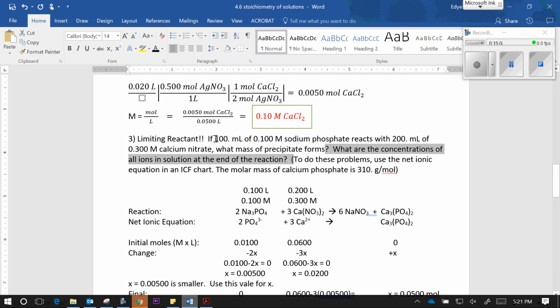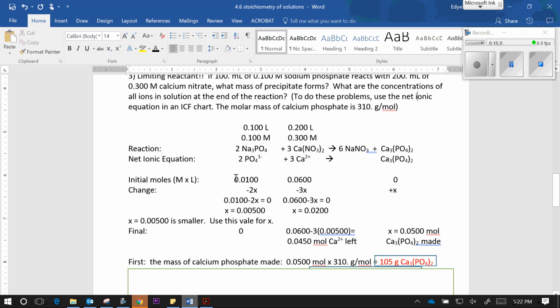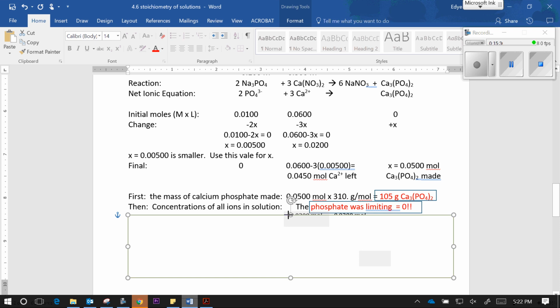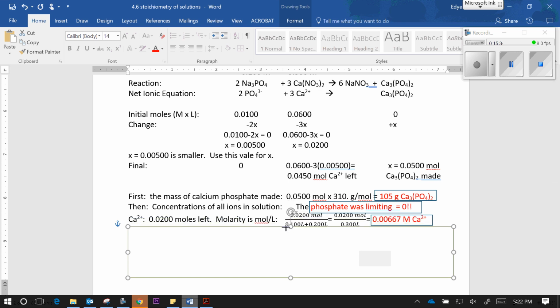You have to realize we added 100 mLs. When I say it reacts with, I'm adding this 100 mLs to 200 mLs of something else. So my total volume is going to be 300 mLs because I'm adding two solutions together. So the easiest thing to do first is the calcium. Phosphate was 0. So phosphate is 0.